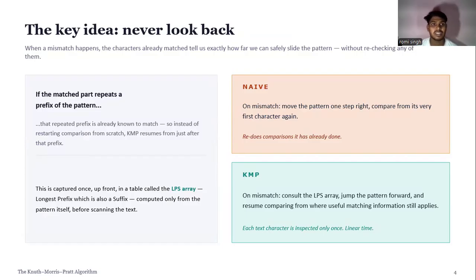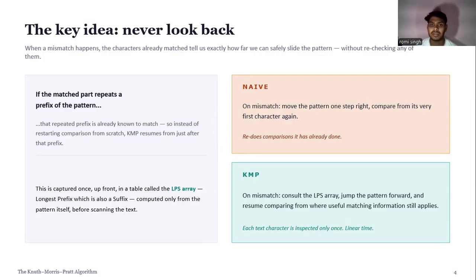If the matched part repeats a prefix of the pattern, the repeated prefix is already known to match. So instead of restarting the comparison from scratch, KMP resumes just after the prefix. We have to see the prefix and suffix clearly here. If there is a mismatch, we don't need to go back to the start from scratch; we can start from where the problem is. We want to move forward and not look back.